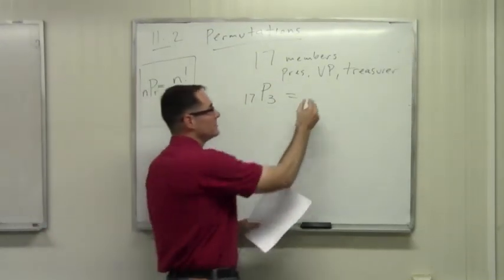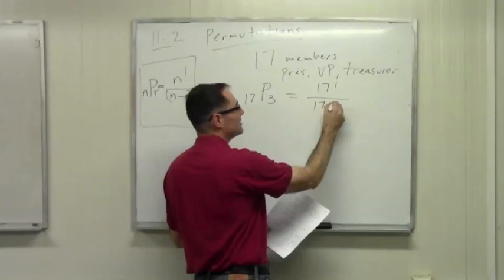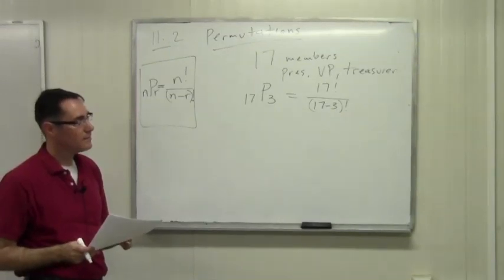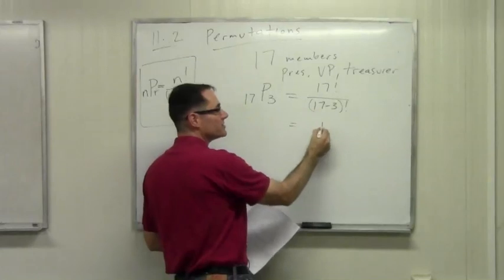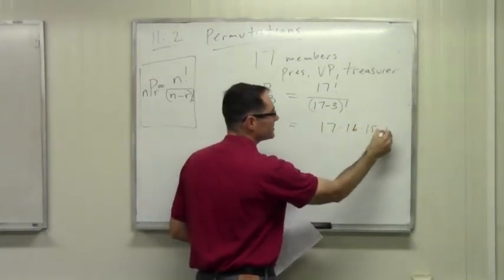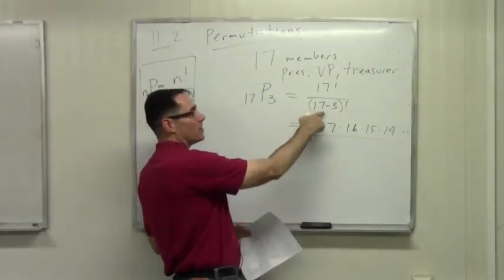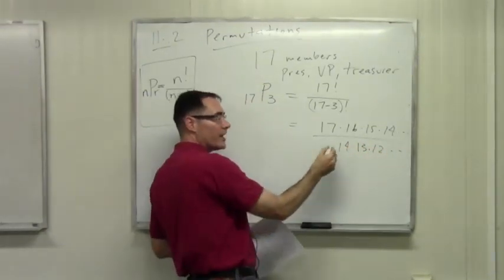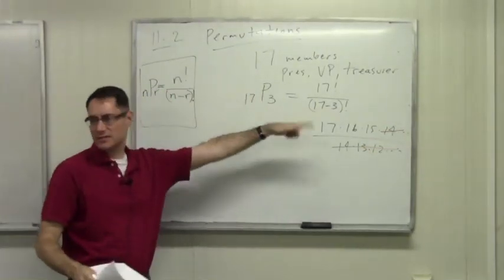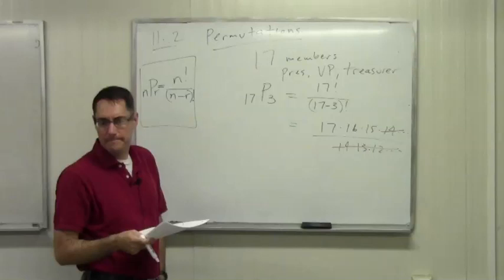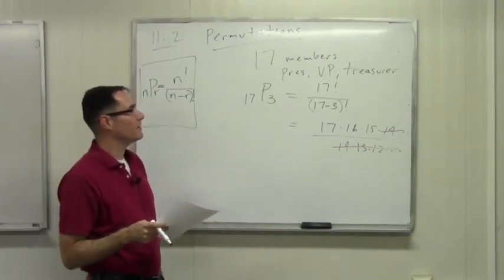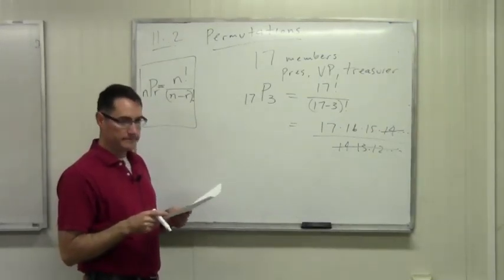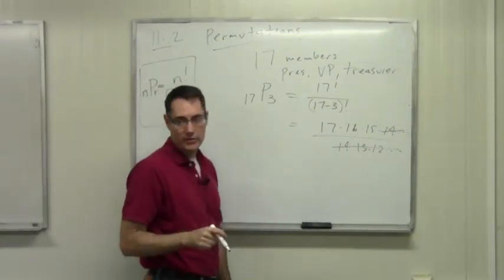And now we have a formula for this: 17 factorial divided by 17 minus 3 factorial. When you're calculating this out, it's actually pretty easy. It's 17 times 16 times 15 times 14, dot dot dot, and down here it's 14 times 13 times 12, dot dot dot. You cancel everything 14 and below out, and it's just 17 times 16 times 15. That is how you figure out 17 items taken 3 at a time. Any guesses off the top of your head without doing it in your calculator? Roughly?